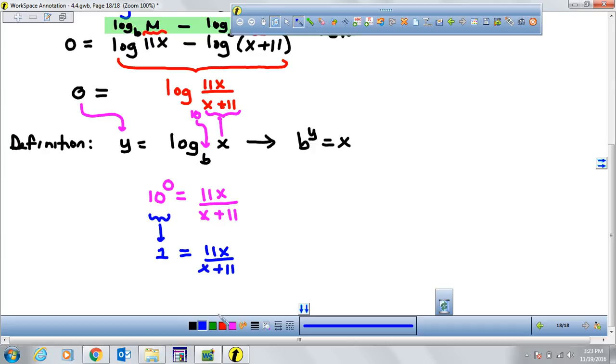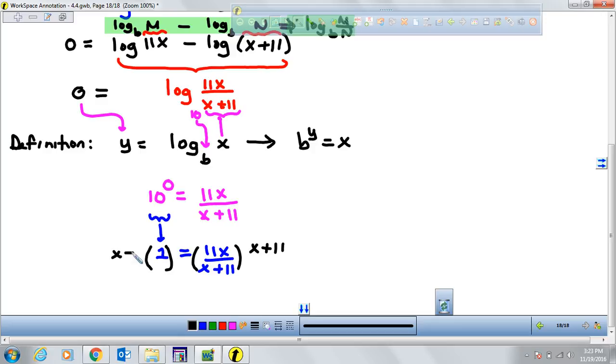In order for us to solve for x, just like on the other questions that we have fractions, we have to get rid of the fraction by multiplying that denominator on both sides of the equation. So I multiply the x plus 11 on this side of the equation, and I multiply the x plus 11 on this side of the equation. Okay, and we already know that the x plus 11 on the right side is going to cancel.